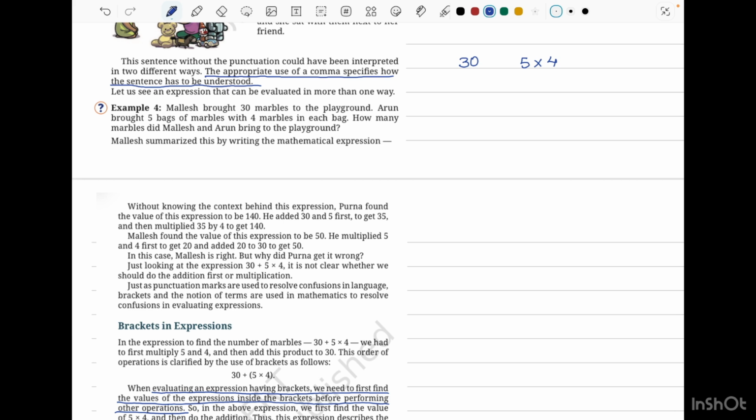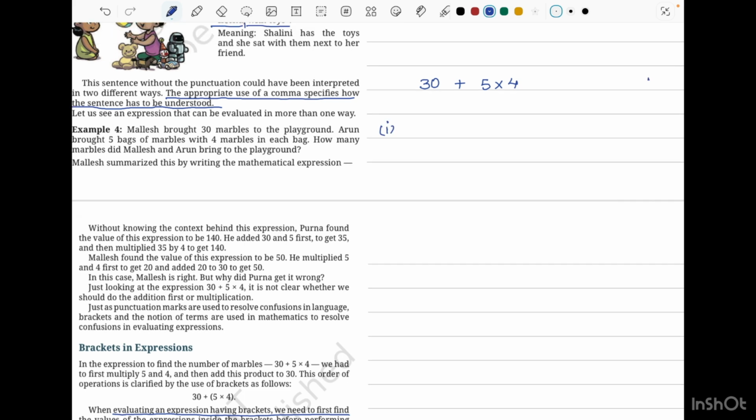And how many marbles did Malesh and Arun bring together to the playground? We add the number of marbles. Malesh brought 30. So 30 plus the marbles brought by Arun, which is 5 into 4. So the expression for this question is 30 plus 5 into 4. Without knowing the context behind this expression, Purna found the value of this expression to be 140. How did Purna find that its value is 140?